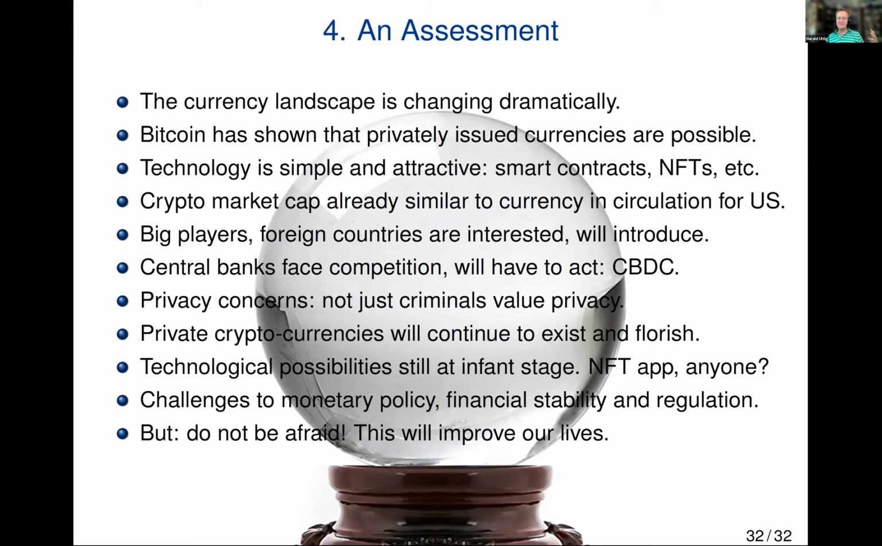So go ahead and think about this, think about CBDC, think about privacy, think about the crypto market. I think it's super fascinating. And my personal take on this is, do not be afraid, this will all improve our lives. So thank you very much. And sorry for going over time, maybe due to my internet breakdown here.